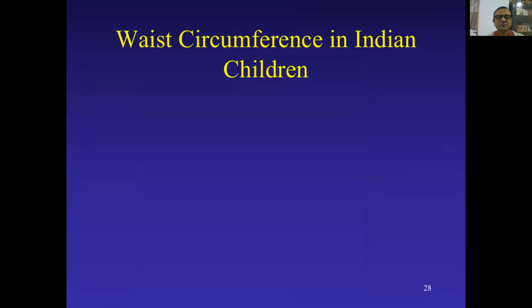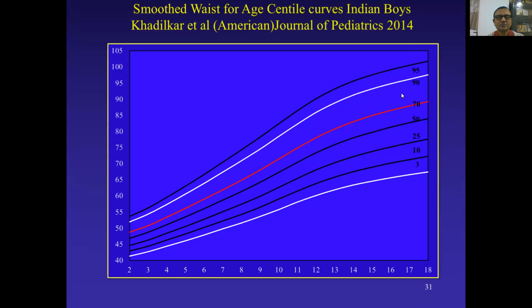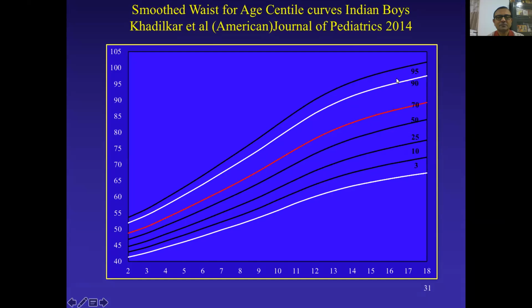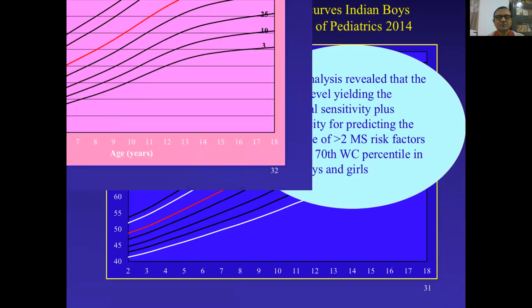Now, waist circumference in Indian children is a very important parameter for central obesity. You can see here that this paper was published in the American Journal of Pediatrics in 2014. We have been able to establish norms of waist circumference for Indian children, and these are the graphs where you can appreciate the percentiles. NHANES says to use the 95th percentile as cutoff. But in our study, we found that even at the 70th percentile, you get more children with metabolic risk factors. These are the charts for girls, and the same findings are true here also.